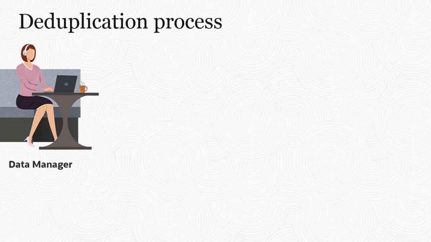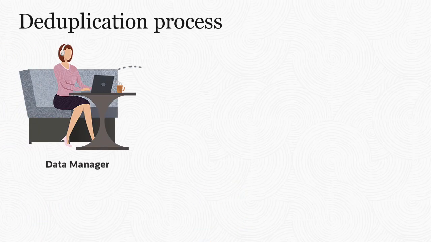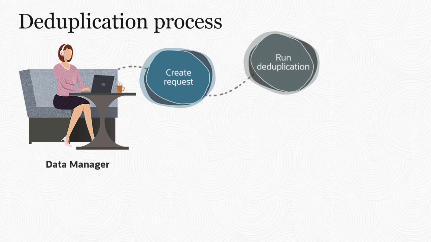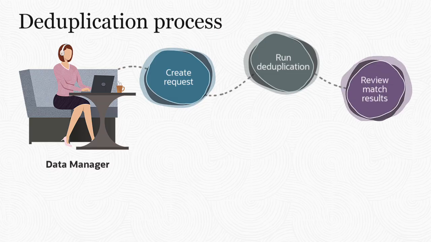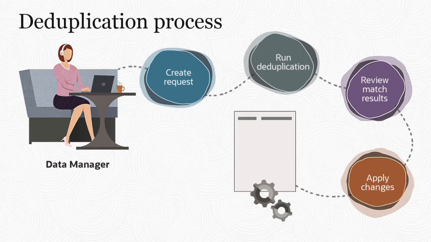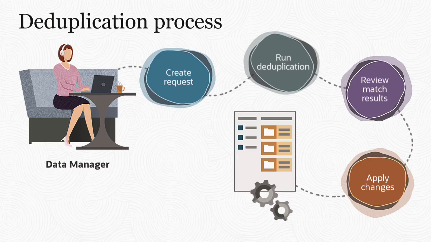To run deduplication on a viewpoint, a data manager first creates a request or opens an existing request. They then create and run deduplication for a node type in the viewpoint. They review the matching candidates in the matching workbench and accept or reject the matches. The data manager then applies the changes. The system uses the applied changes to create request items in the request.